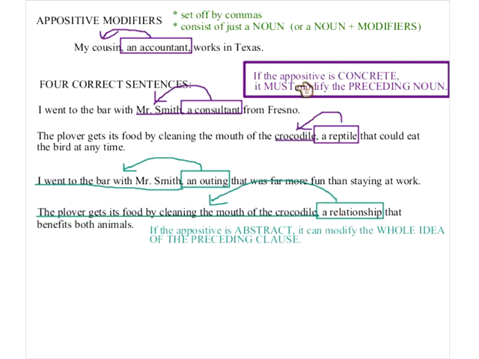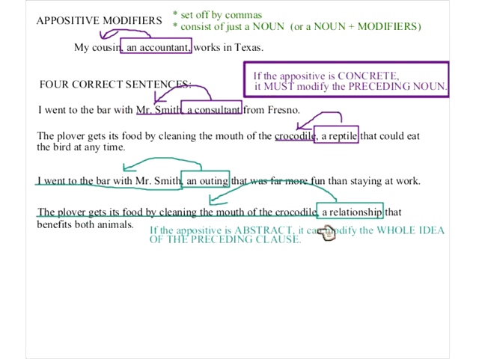This says must. The reason why, if you think about it, if you think about concrete objects or people, they can't be sentences. There's no way that a whole clause could be a reptile. That's impossible. If something is a reptile, it's going to have to be a noun, which is why these work the way they do. A consultant has to be a person. There's no way that a whole sentence could be a consultant, right? So these must modify the preceding noun.